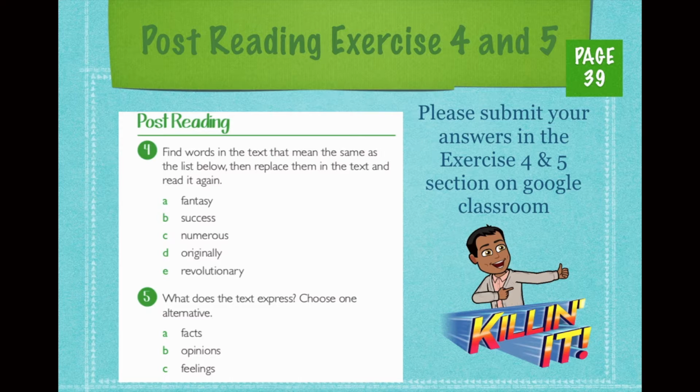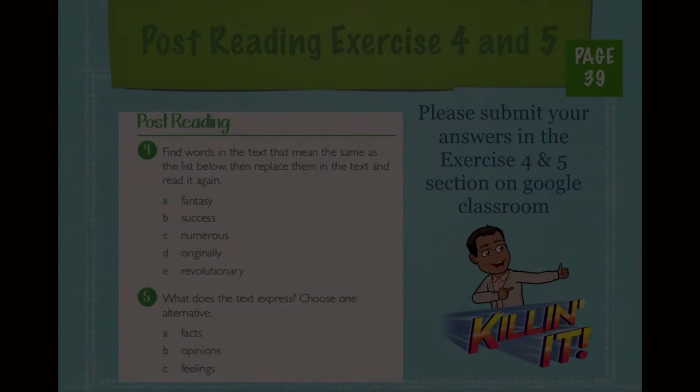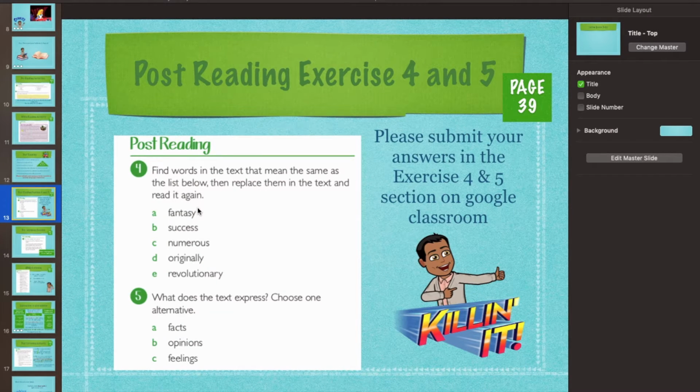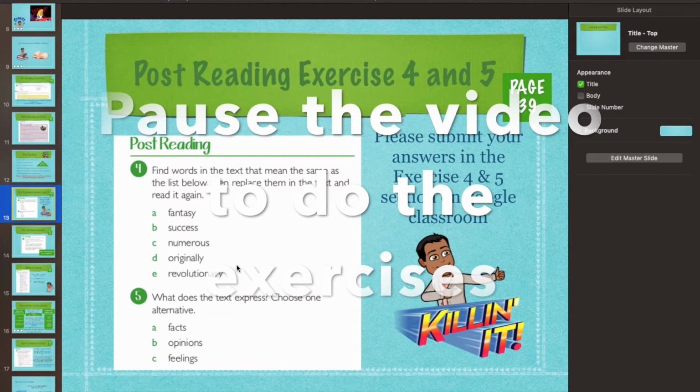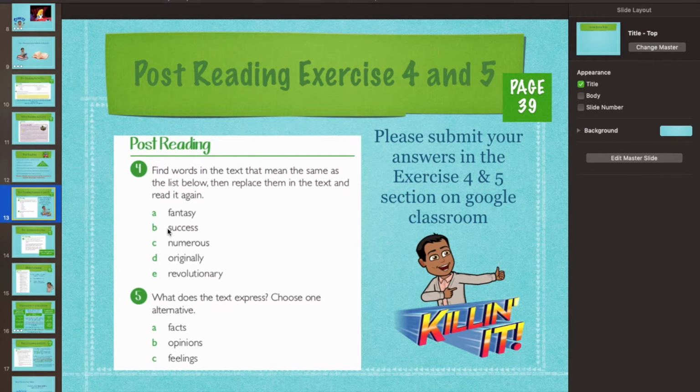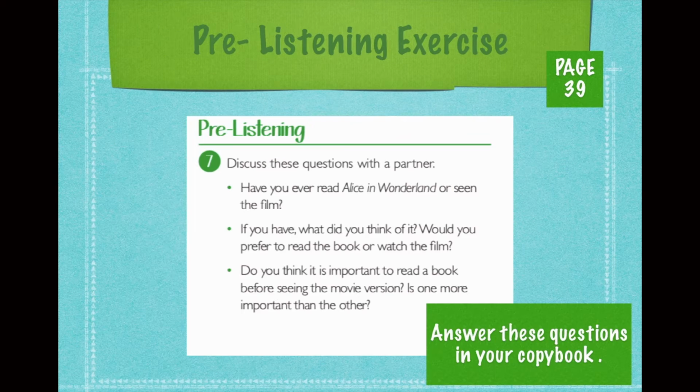So remember that in exercise number 4, you need to find synonyms in the text for these 5 words. Buscamos sinónimos en este texto que aparezcan acá para las palabras que tenemos aquí. Okay, so let's move on with another exercise.